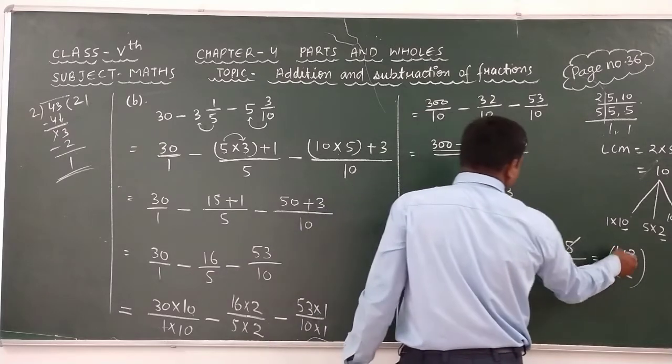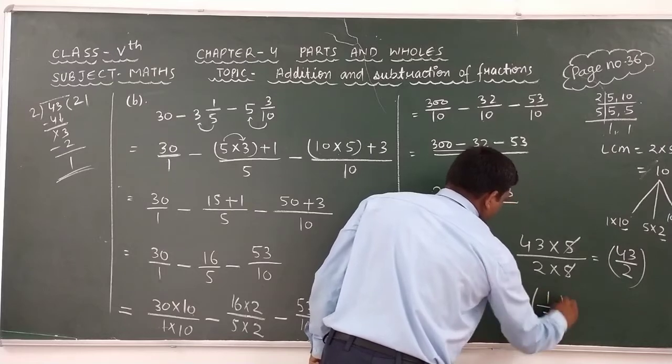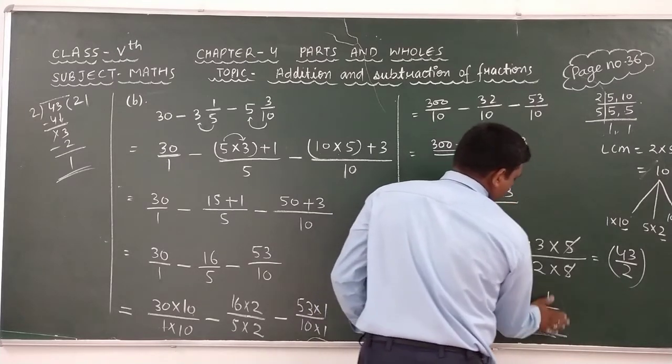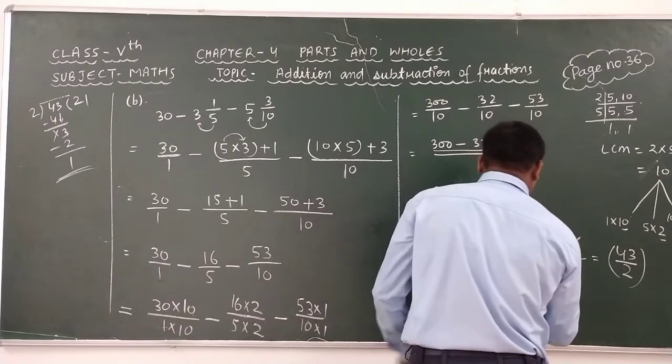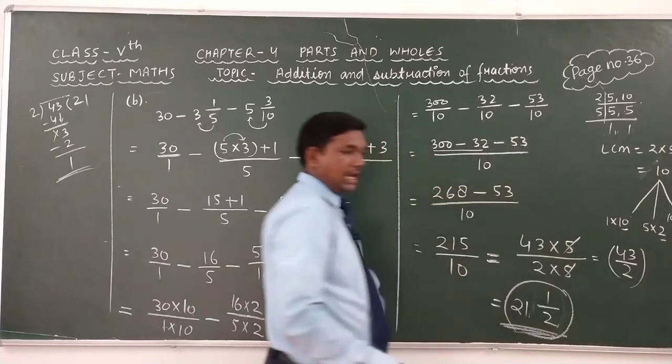After dividing this, we get 21 whole 1 over 2. Okay, understand? 21 whole 1 over 2. Okay, son, this is your answer.